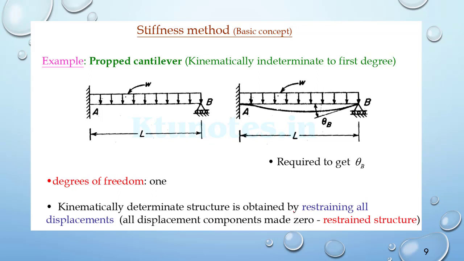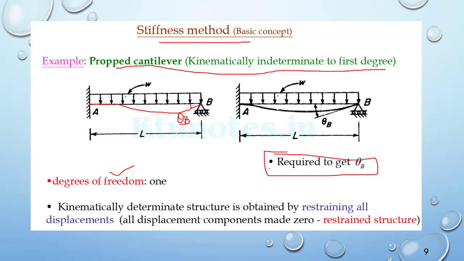Okay, we will analyze one more problem. This is a stiffness method basic concept. The propped cantilever is kinematically indeterminate to the first degree. That is, the displacement at the fixed end will be 0. The unknown displacement will be theta B here, which is the degree of freedom. So the degree of freedom is 1, and we are supposed to get the value of theta B.